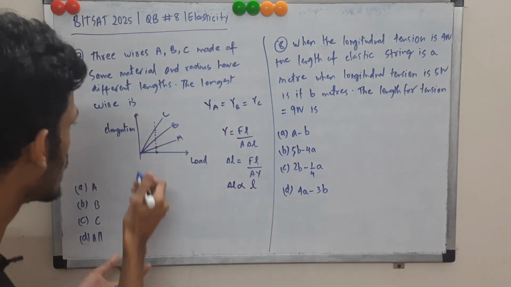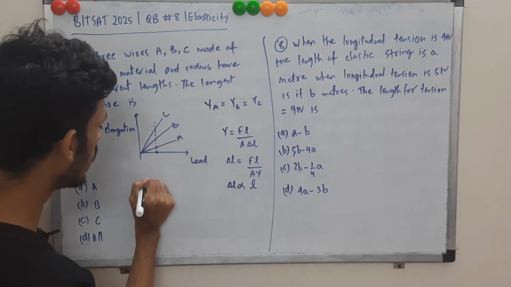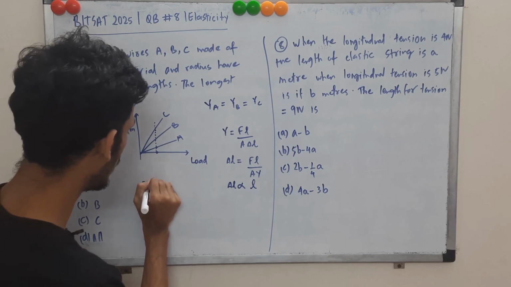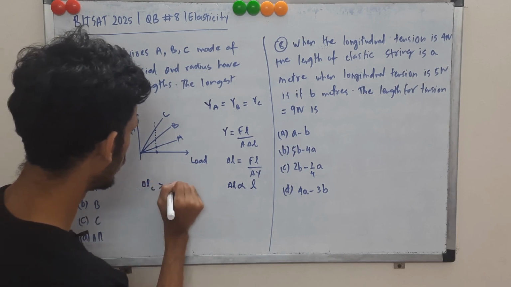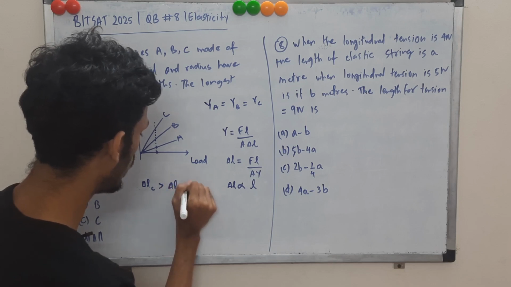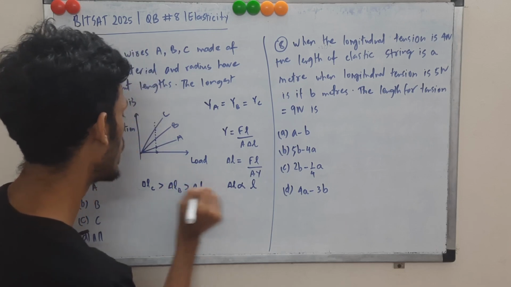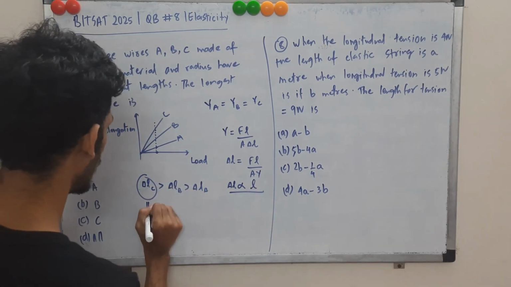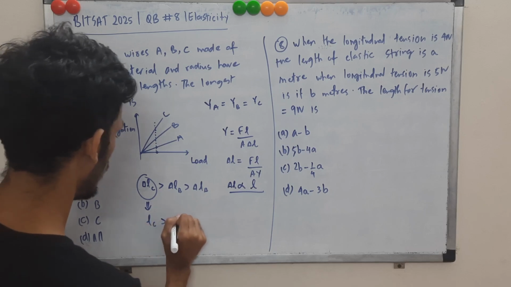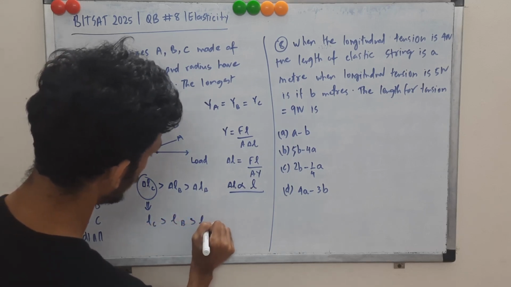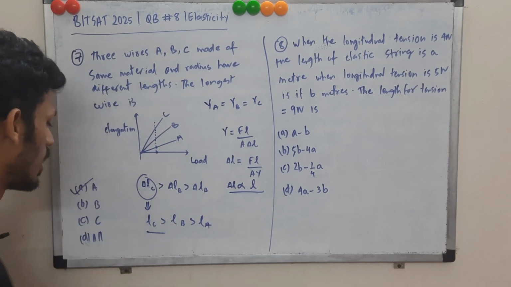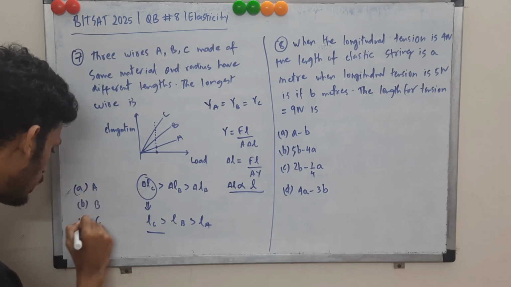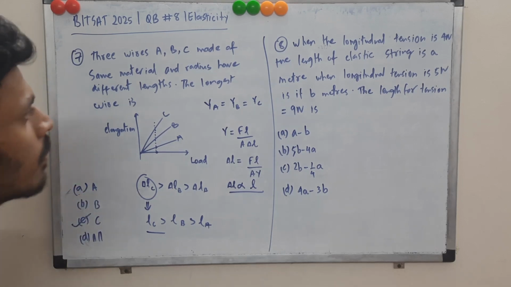So which one has the highest elongation? C, the elongation is highest, right? So delta L for C is highest. Then we have delta L_B and delta L_A. The highest one will have the highest length due to this proportionality. So you can write L_C is greater than L_B, although the order is not asked. L_C is the longest, which is option C.